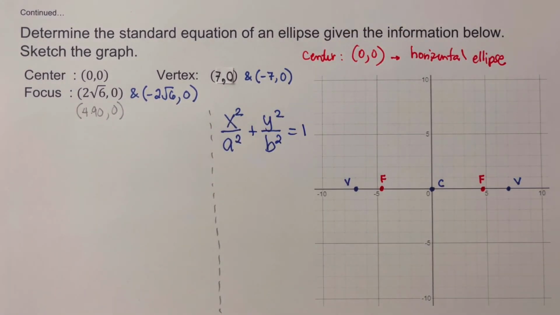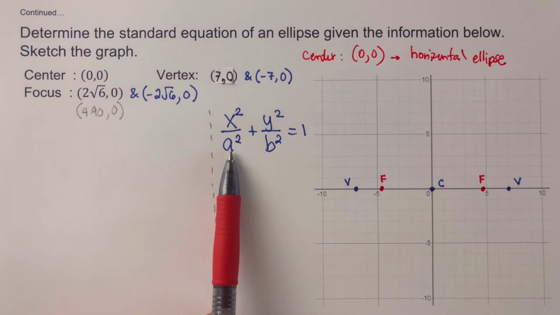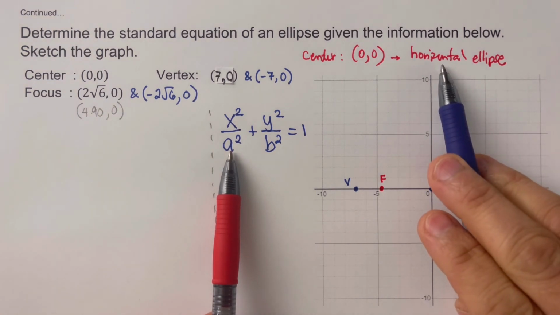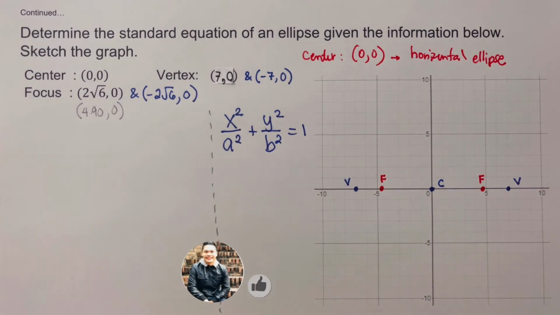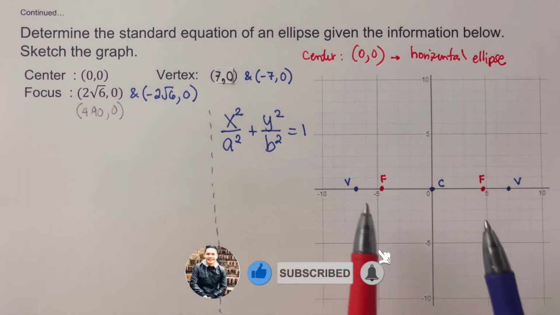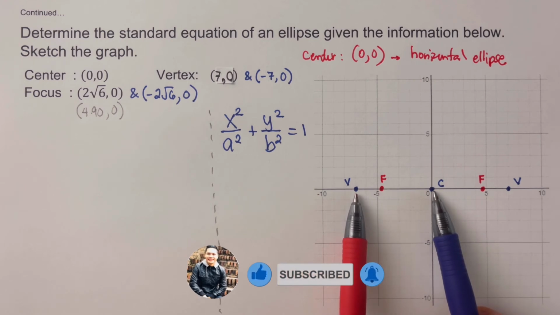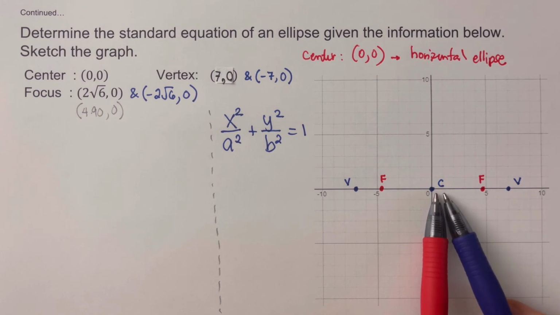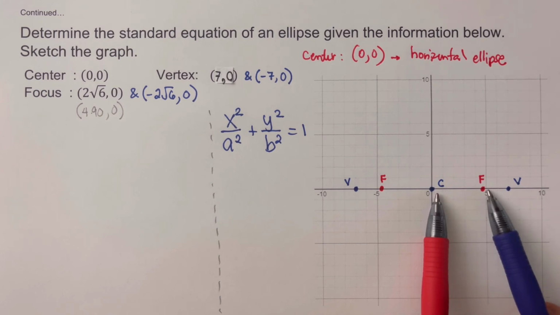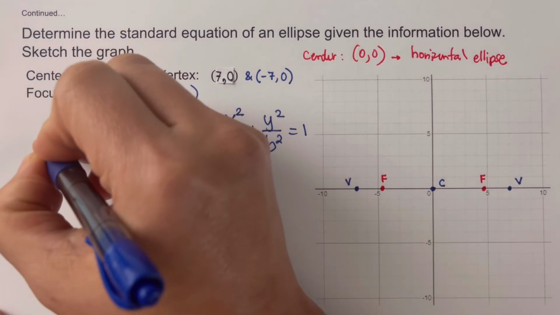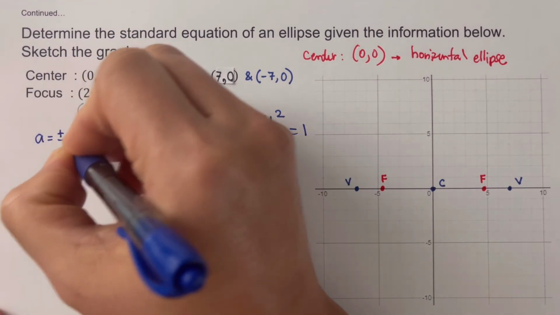Now notice that the a squared is placed under the x squared because again, this is an example of a horizontal ellipse. So we can go ahead and say that our value for a, remember that a is the distance from the center to the vertex. We can use the distance formula to determine the distance between these two, or we can just count it. 1, 2, 3, 4, 5, 6, 7. So our value for a is 7. So I'm going to go ahead and write that up here.